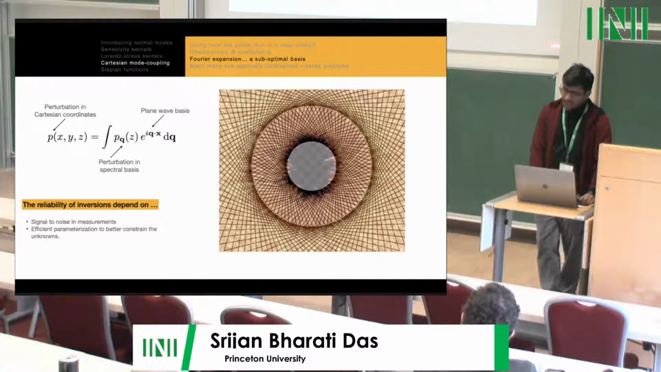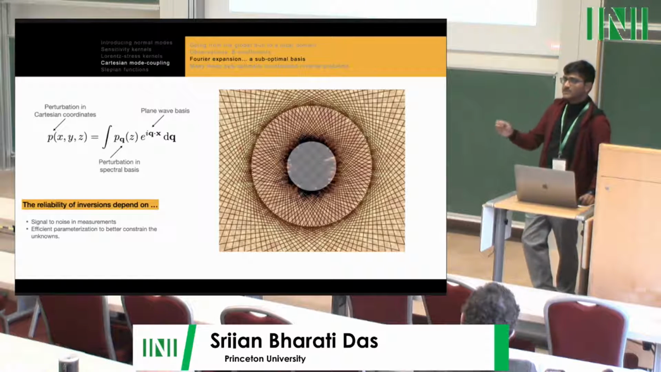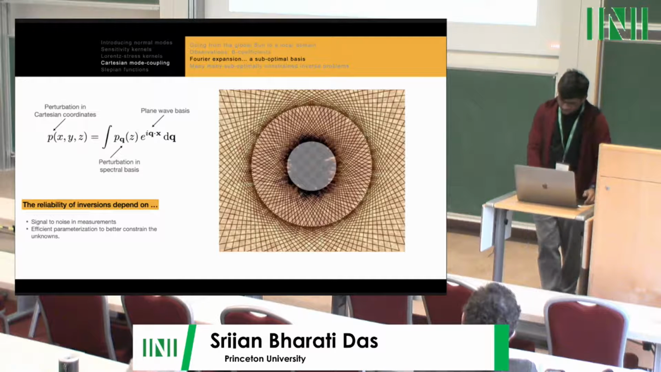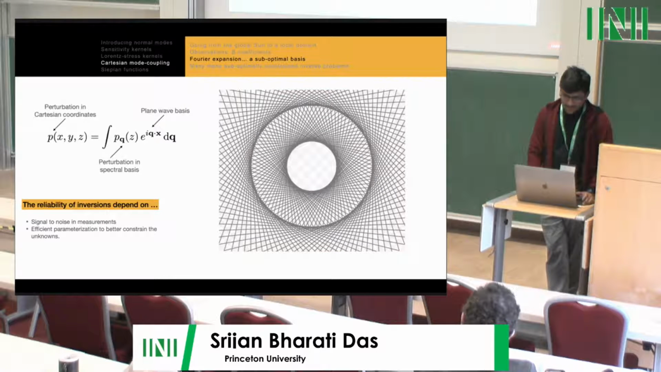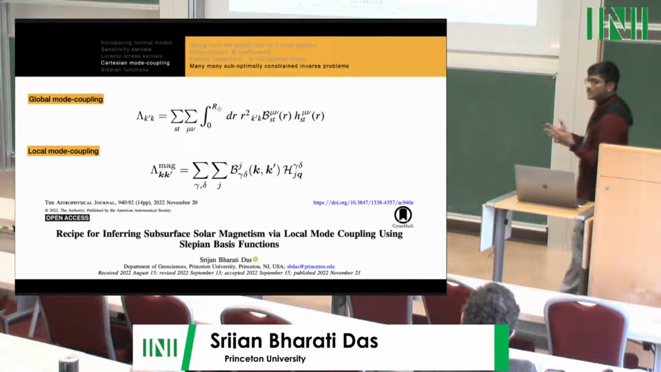If you deal with an inverse problem, you always want to keep the number of model parameters as small as possible. Therefore, if we want to invert for a pattern which is circular, an optimal choice would be to use something which is a circle.